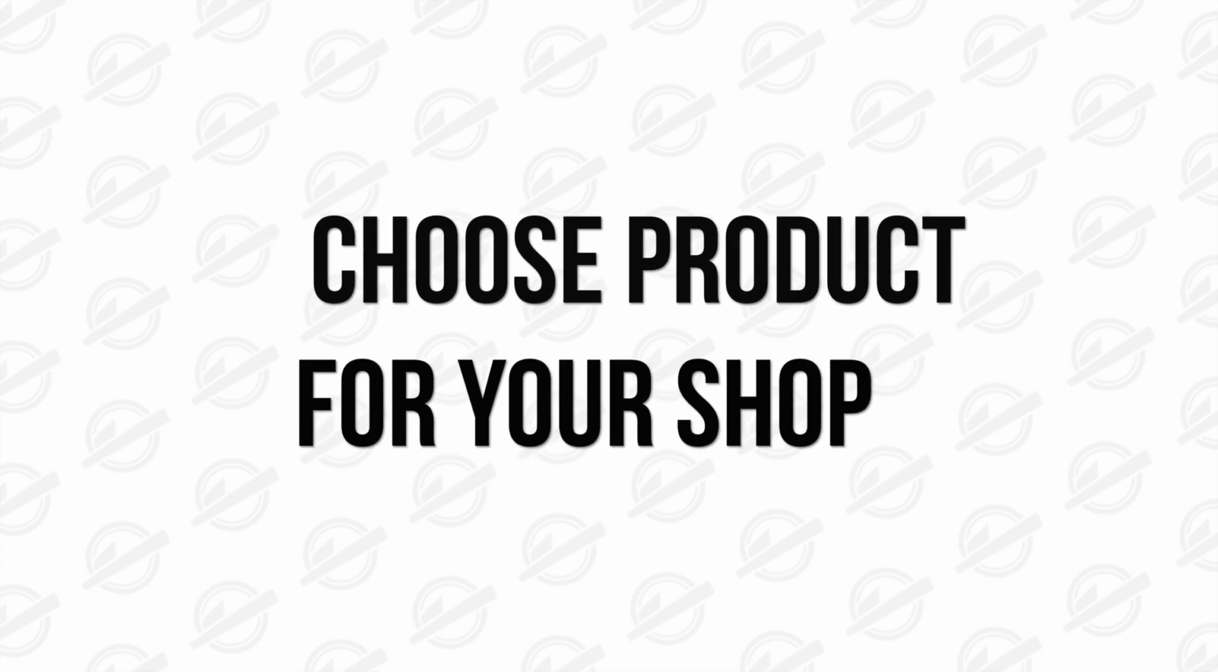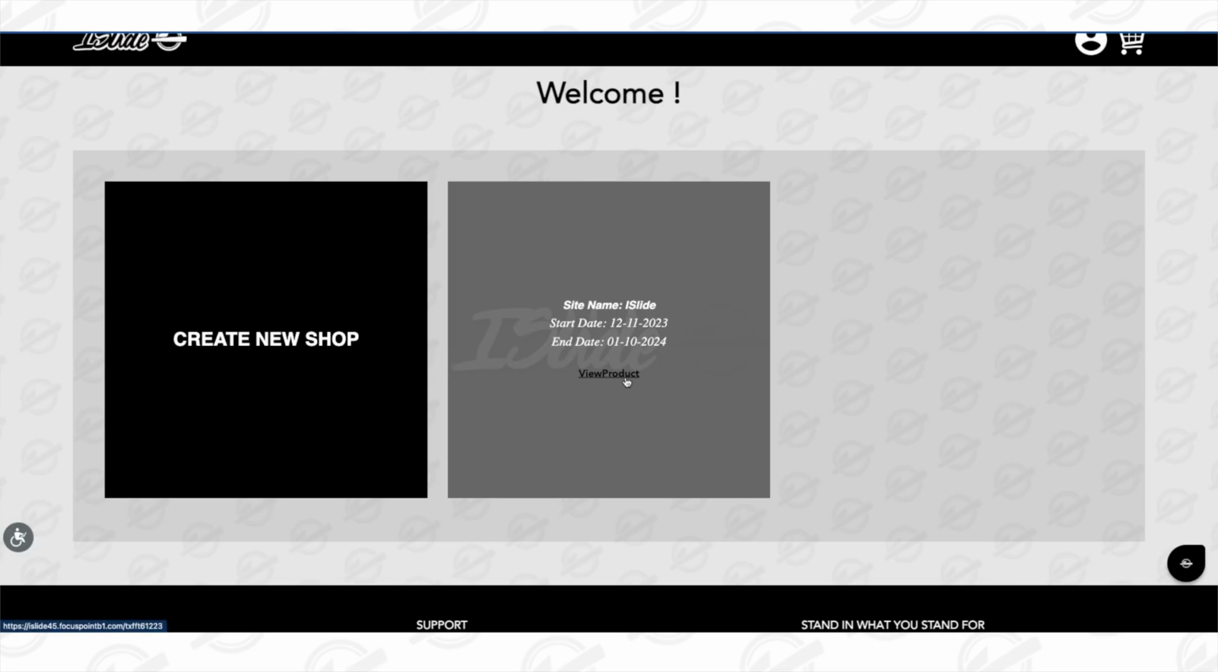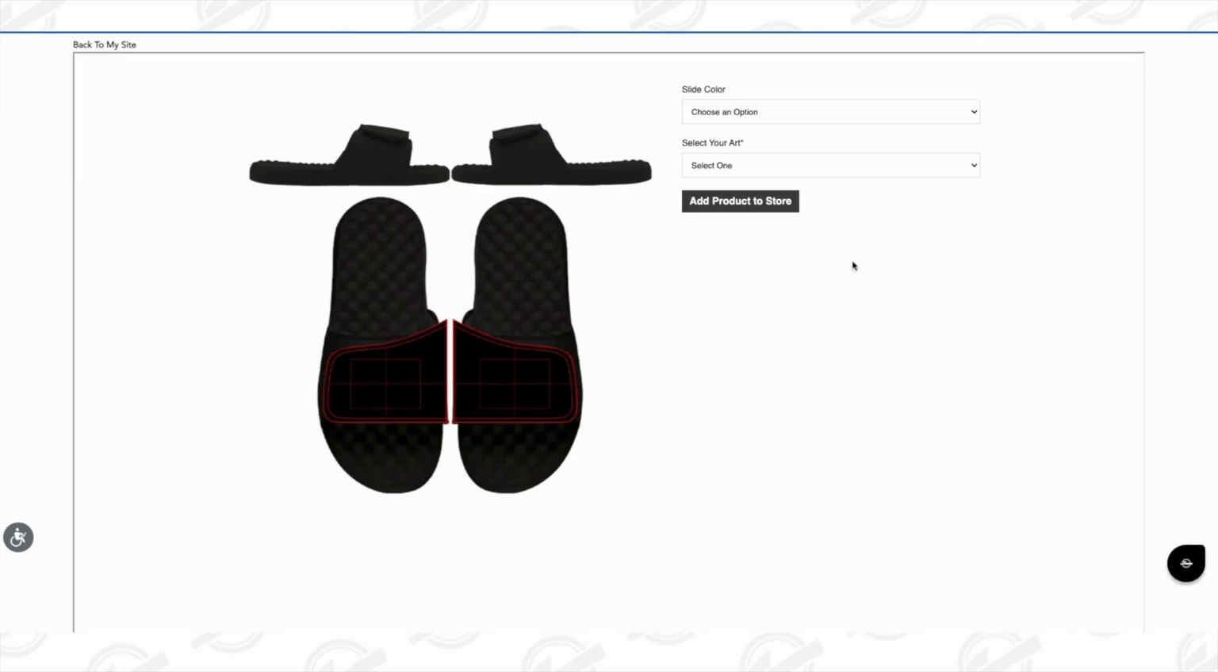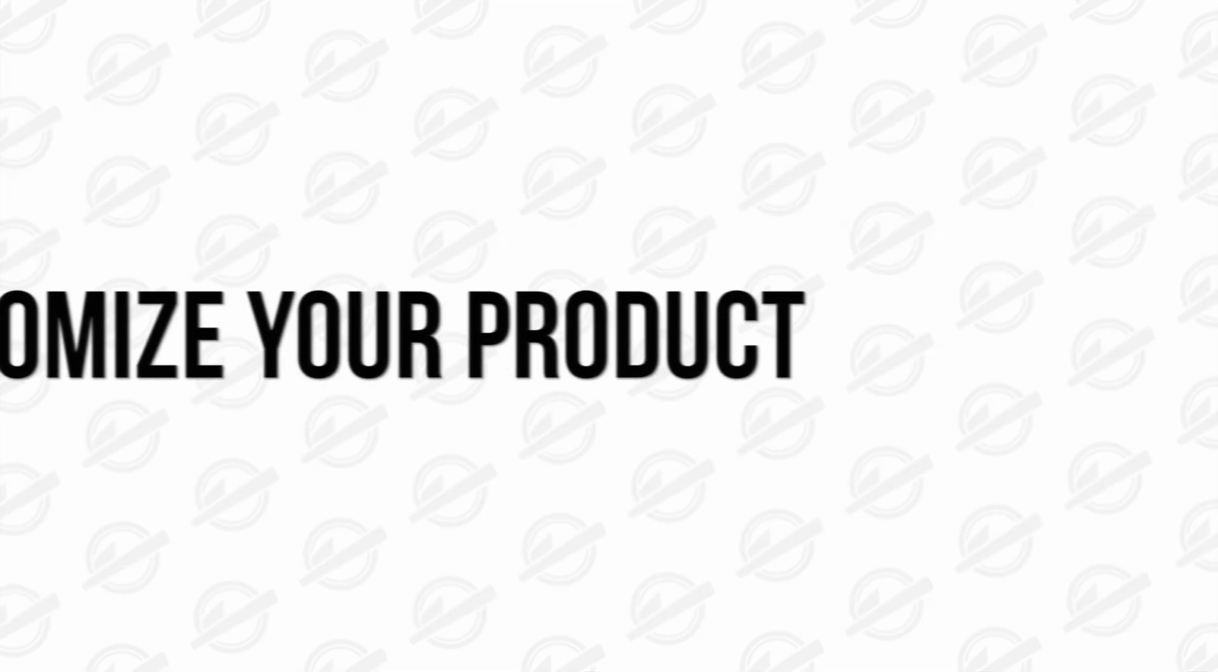Next, it's time to pick products for your shop. Create a new shop and pick a product to customize. Once you're on the product page, it is time to customize your first product.